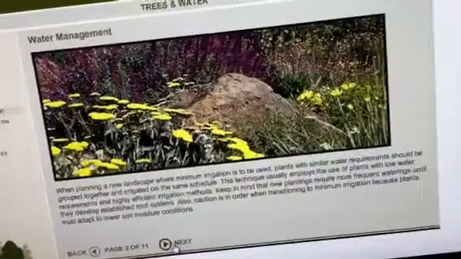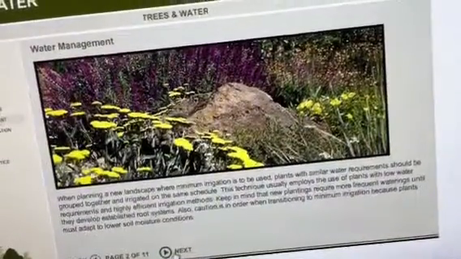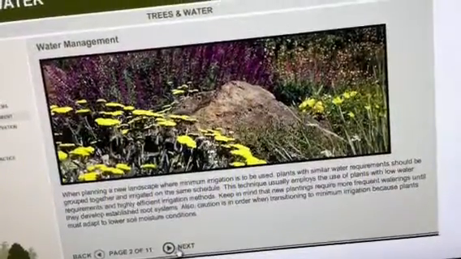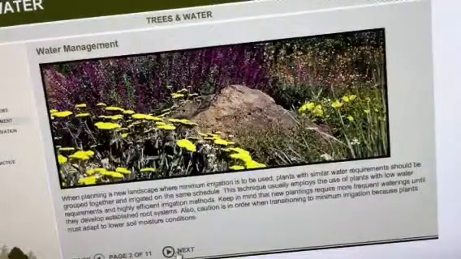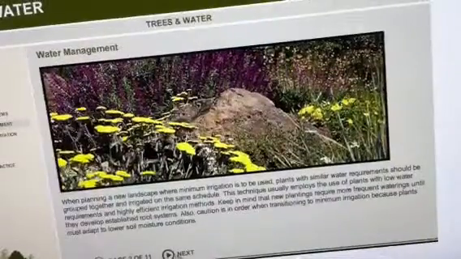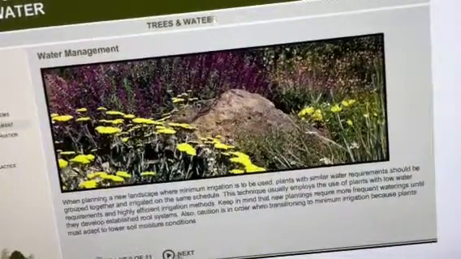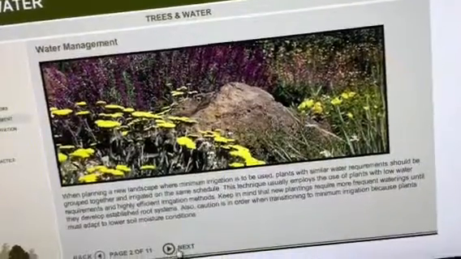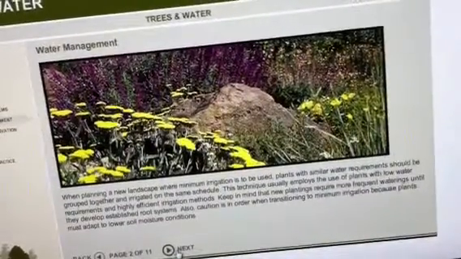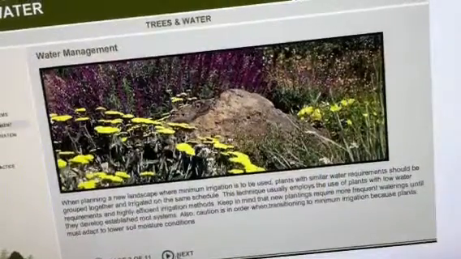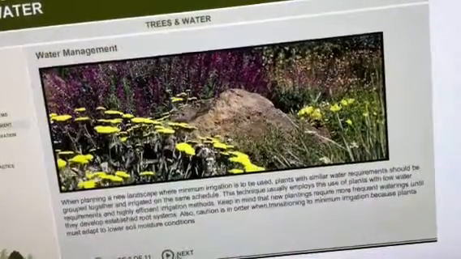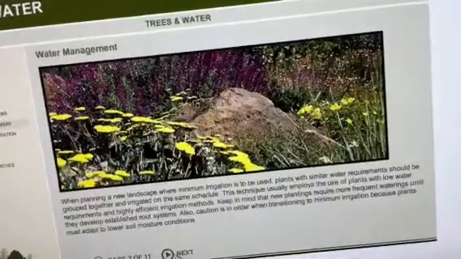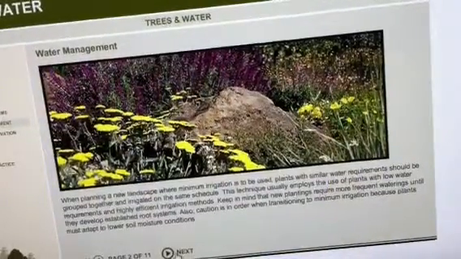When planning a new landscape where minimum irrigation is to be used, plants with similar water requirements should be grouped together and irrigated on the same schedule. This technique usually employs the use of plants with low water requirements and highly efficient irrigation methods. Keep in mind that new plantings require more frequent waterings until they develop established root systems. Also, caution is in order when transitioning to minimum irrigation because plants must adapt to lower soil moisture conditions.